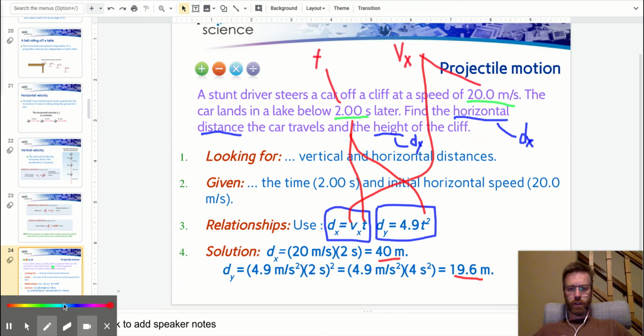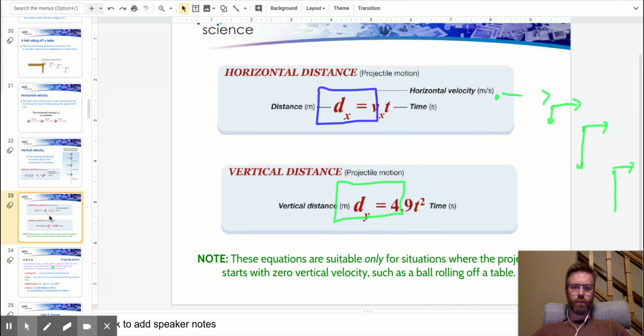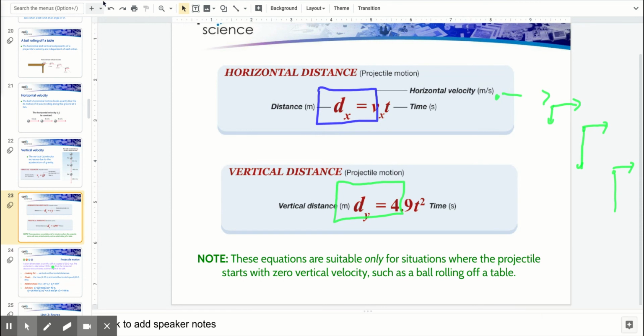So while it seems kind of complicated, recognize there's only two things we're doing here. We're using the x distance equation and the y distance equation. Let me back up one slide. These two tools are the ones you need. Distance horizontal, velocity times time. Distance vertical, 4.9 t squared. Let's take a quick look at the problems that we're going to go after today. They look like this.